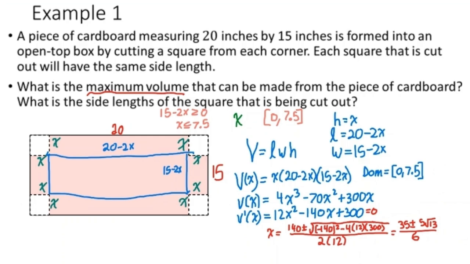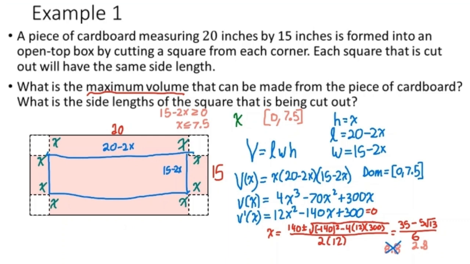Now we have to check to see if each of these critical numbers fit in our domain. For our result from the addition, we get about 8.8, but 8.8 does not lie between 0 and 7.5. So we'll drop 8.8. As for the minus, that'll be about 2.8, which does fall within the bounds of 0 to 7.5. So our only critical number is 35 minus 5 root 13 over 6.